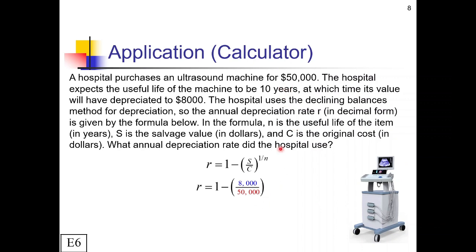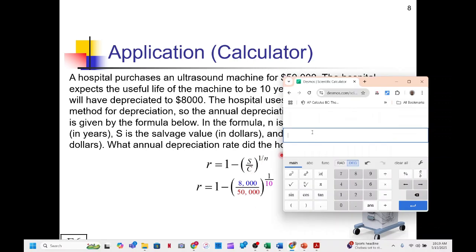And then we need an N for this exponent here. That was the useful life, they said. N is the useful life. The useful life is 10 years. So we'll do 1 over 10 for that exponent. And at this point, we just need to carefully plug this into our calculator.